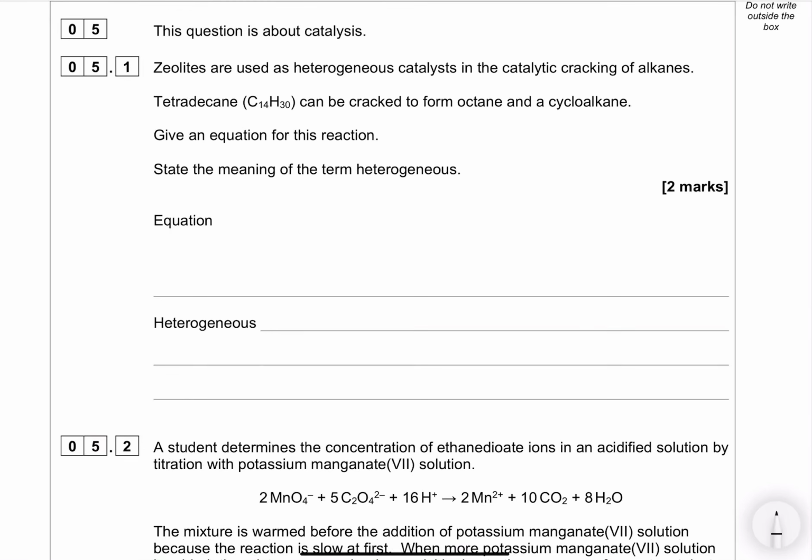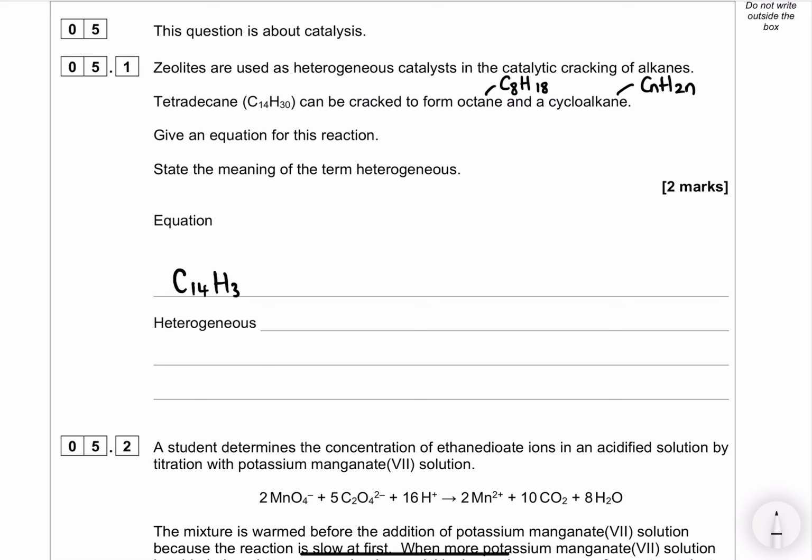This question is about catalysis. Zeolites are used as heterogeneous catalysts in the catalytic cracking of alkanes. Tetradecane, C14H30, can be cracked to form octane, so oct meaning 8, ANE meaning alkane, 2n plus 2, so C8H18, and a cyclic alkane. Now they're CnH2n, they're isomers of alkenes, so they have 2 less hydrogens to join them into the ring. Give an equation for this reaction.